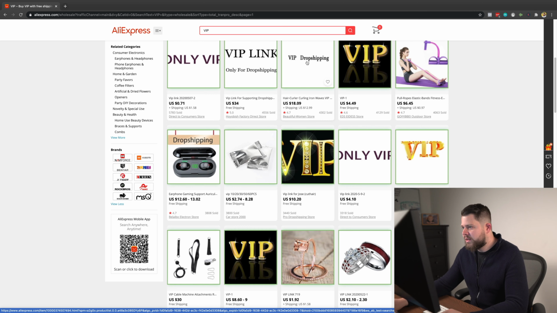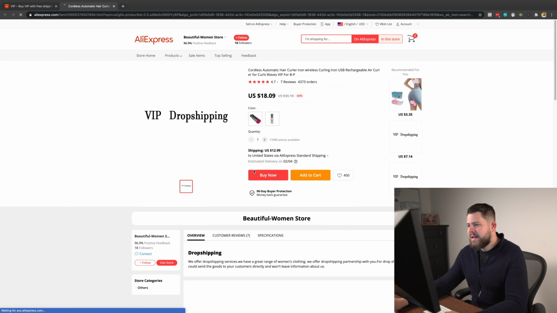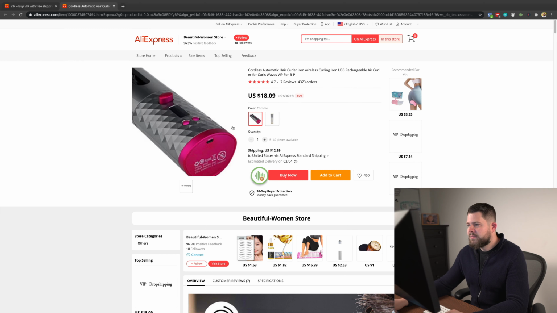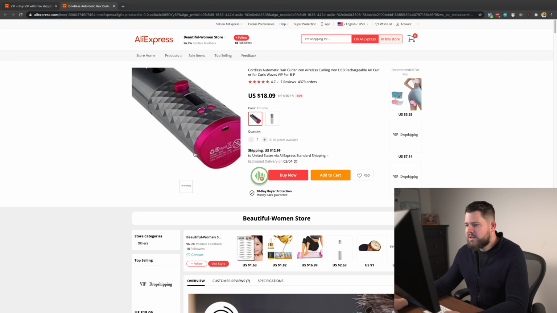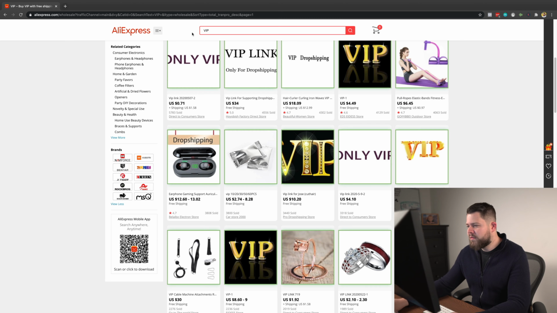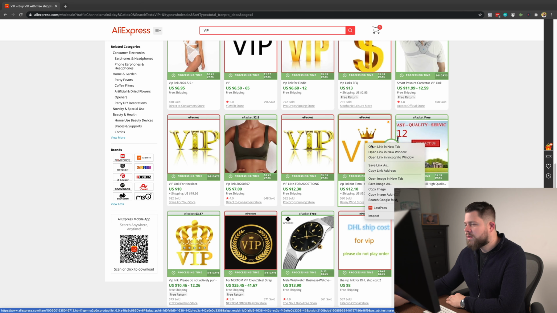So we will now check this one for $18. And well, they didn't hide it. It's basically some hair cutter, but again, it could be a fine product, but still, it's beauty. I don't like beauty, but for people who do beauty, it's probably okay. Okay, let's just keep going.